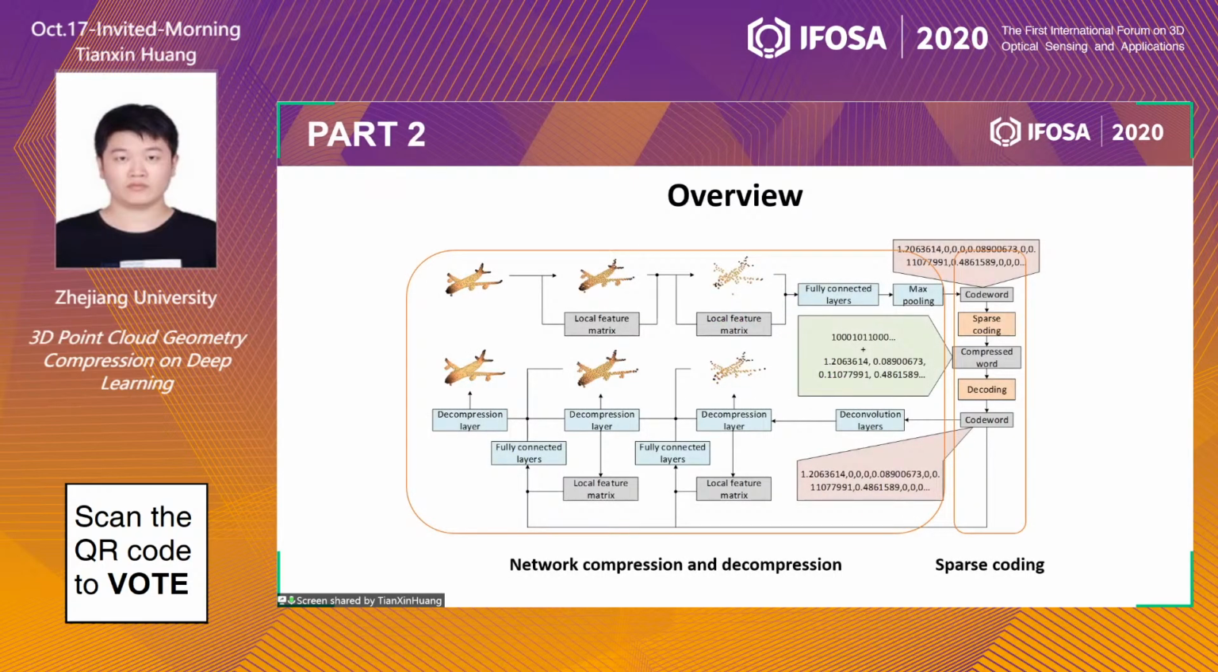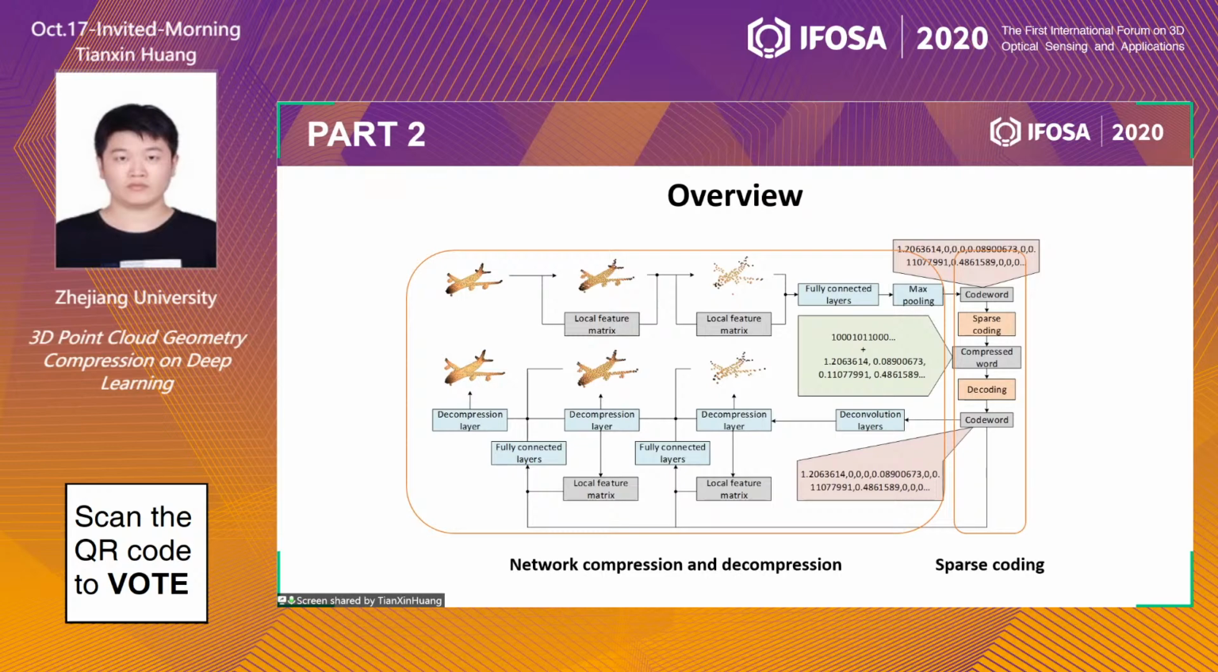Our basic framework is like this. Our work consists of two parts: a new hierarchical autoencoder to do network compression and decompression, and a sparse coding layer to improve compression ratio, which is lossless, and the compressed code word is transferred from sender to receiver. Encoder and decoder will be saved separately by sender and receiver to finish the whole process.